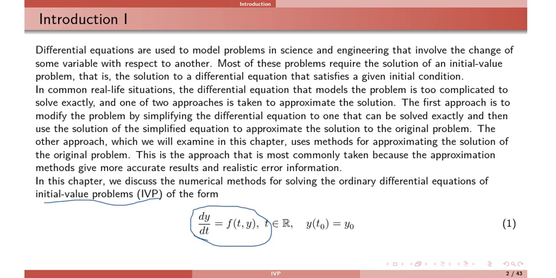Let us take a first order differential equation dy by dt equal to f of t, y, where y is the dependent variable and t is the independent variable, with one condition. So at t equal to t naught, the solution is y naught, which is given. Any differential equation with one condition is known as an initial value problem. So you know the solution at the initial point t equal to t0.